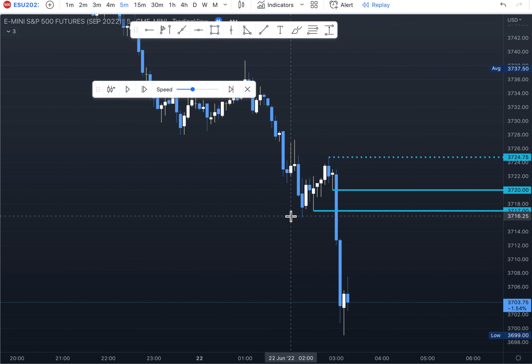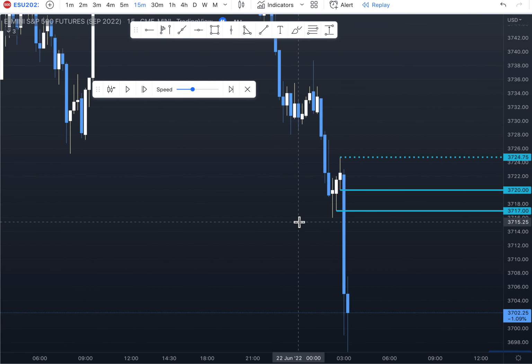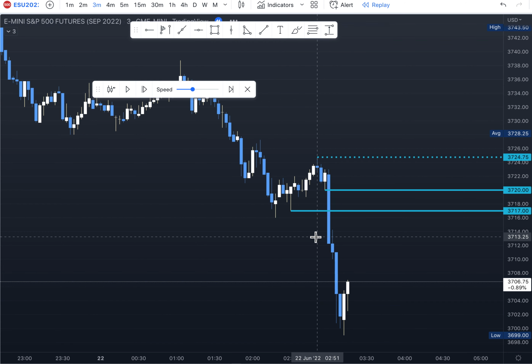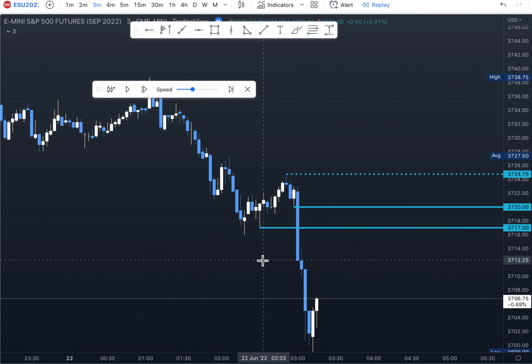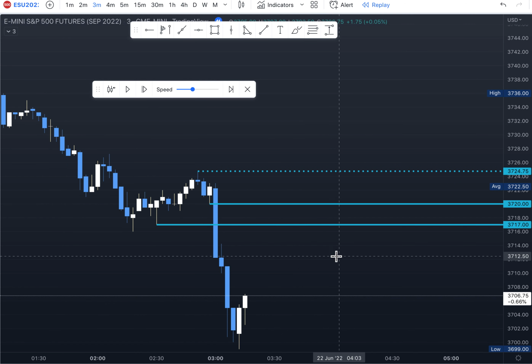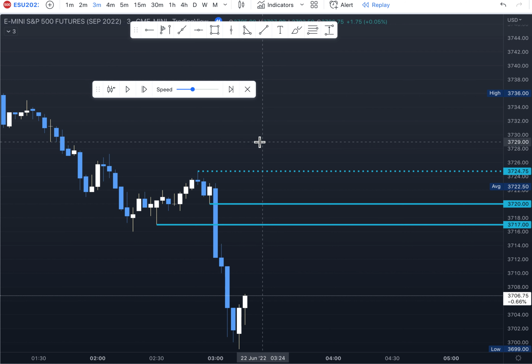Let's go to 5 minutes. Oh, both of them are on the 5 minute. Let's go to 15. They're both on the 15. I'm very interested in these levels. So now let's do an assessment of how I might trade this range, because this is all one range.